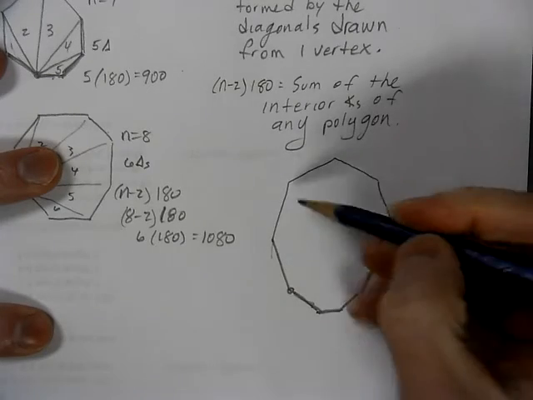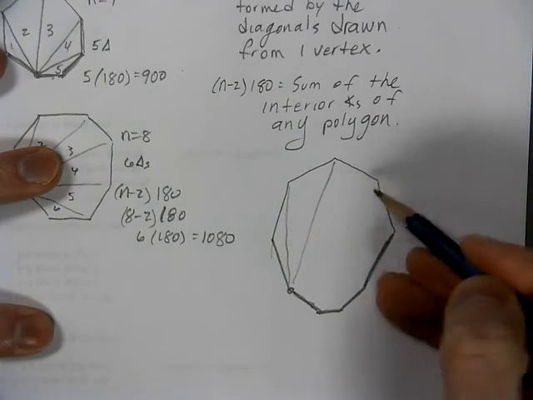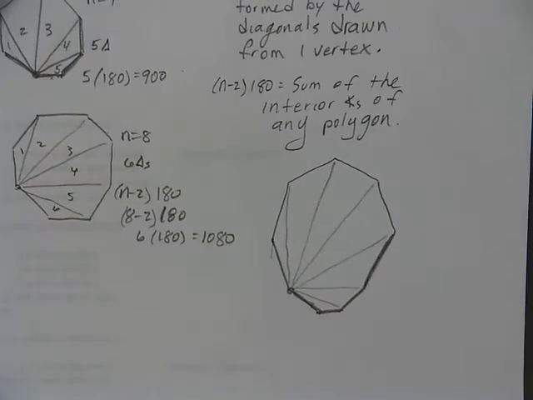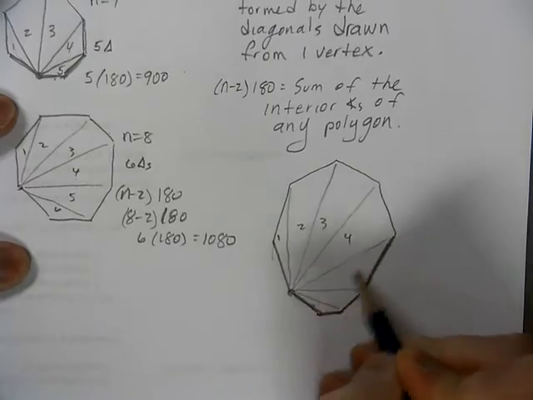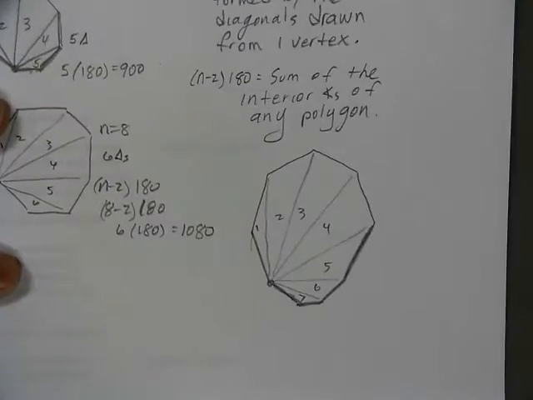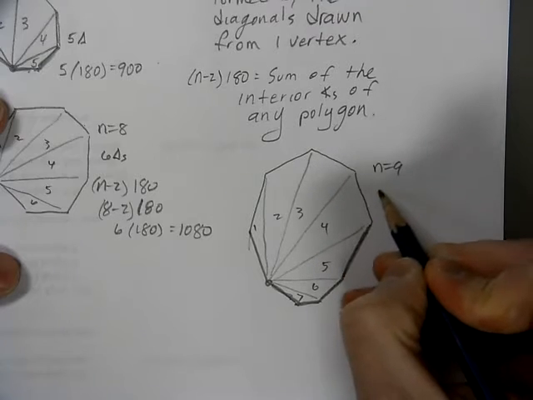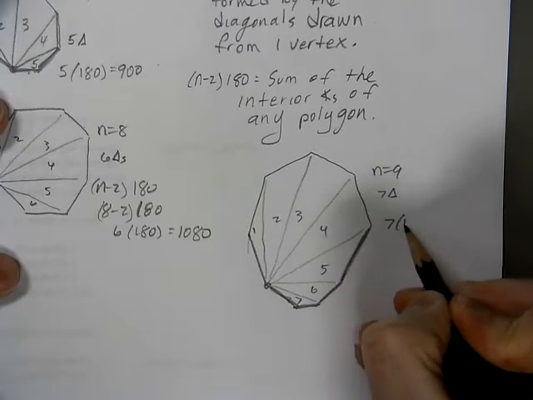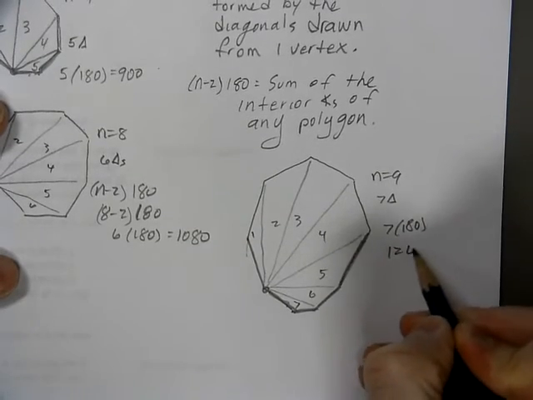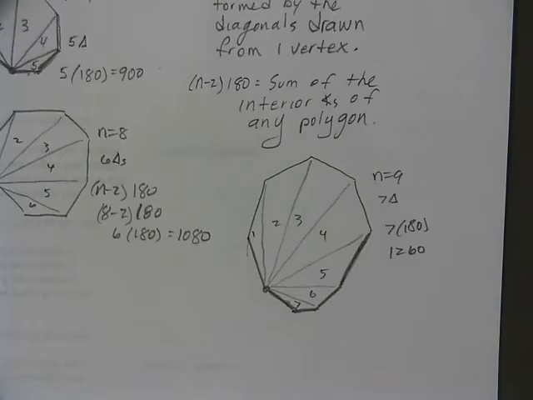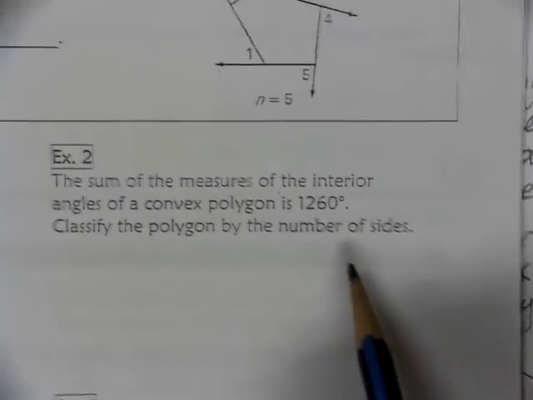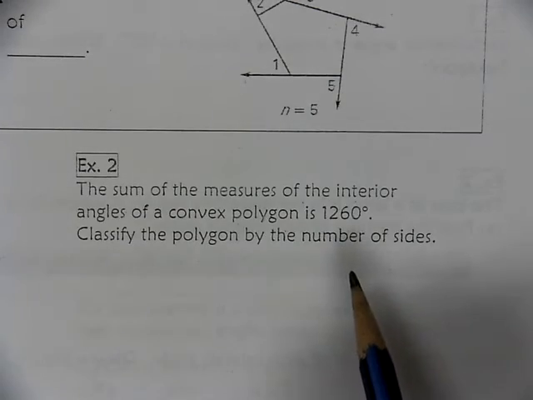So if we take a vertex and we draw on the diagonals, really don't even have to do this. You could just take the number of sides minus 2 times 180. I think that's faster, but I'm showing you. 1, 2, 3, 4, 5, 6, 7. So the number of sides was 9. The number of triangles is 7. So the number of triangles times 180 is 1260. Well, that's one way we could do this. Just keep our table going up until we figured out exactly what it was going to be. Just kind of guess and check.